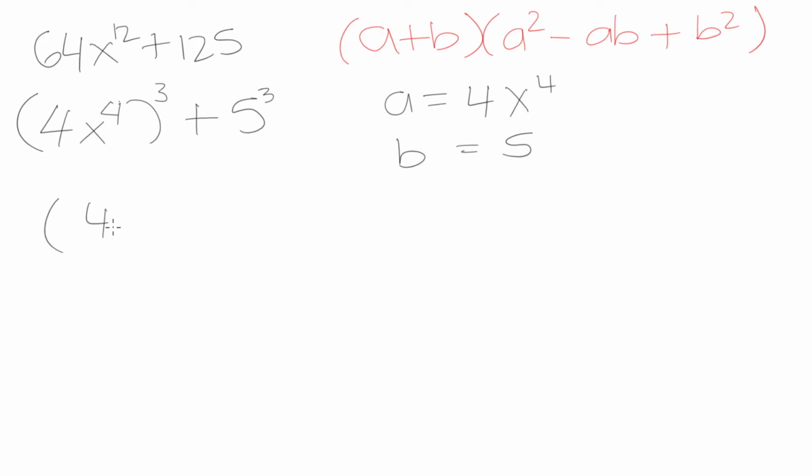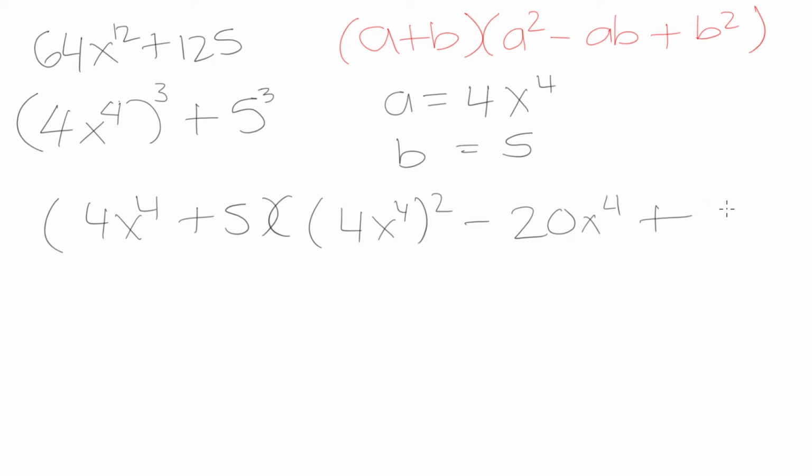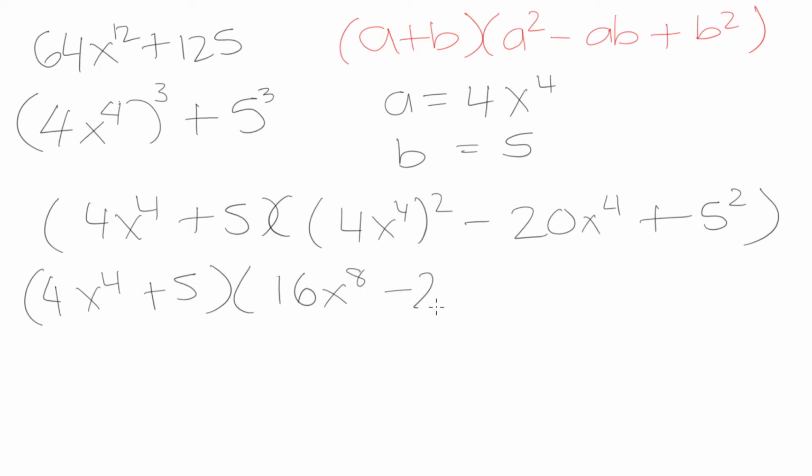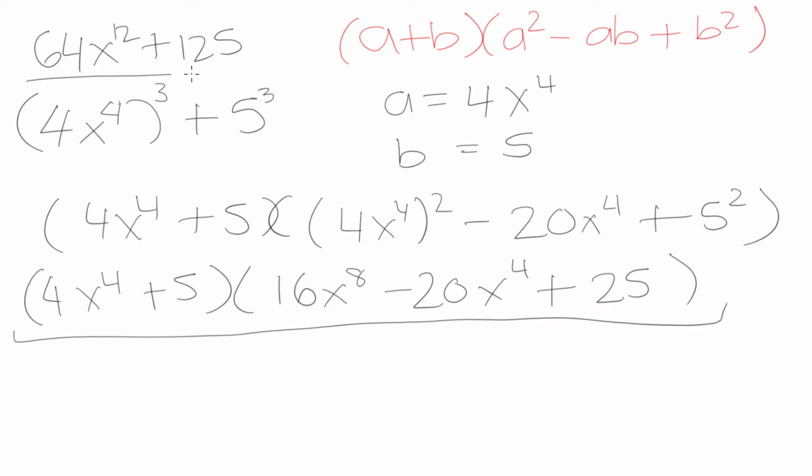So we have 4x^4 plus 5 multiplied by a squared. So we need 4x^4 squared minus a times b. What is 4 times 5? That's 20. And then we have our x^4 here, plus b squared. So that would be 5 squared. And we can simplify that. We have 4x^4 plus 5 multiplied by 4 squared is going to give us 16, because 4 times 4 is 16. And then we have x raised to the power of 4 times 2, which is 8. Then we have minus 20x^4 plus 5 times 5 is 25. And this is our factored form for this expression right here.